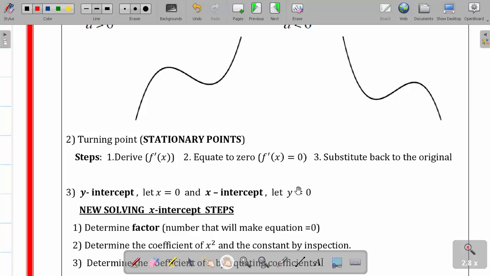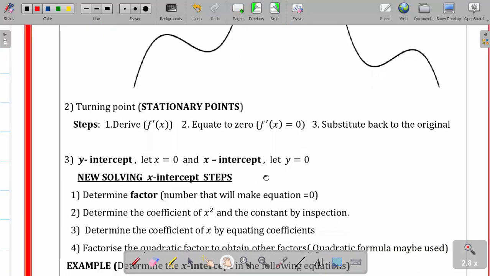Now today I want us to look at how to solve the function. Now to get my y-intercept, I let x equal to 0. And for the x-intercept, I let y equal to 0. Okay. Now today I want us to look at how to solve the x-intercepts.